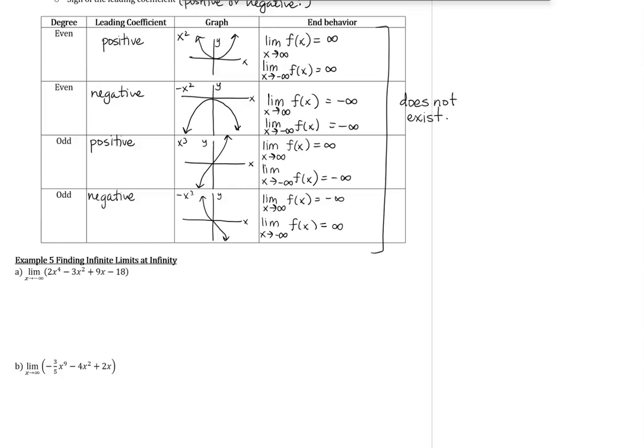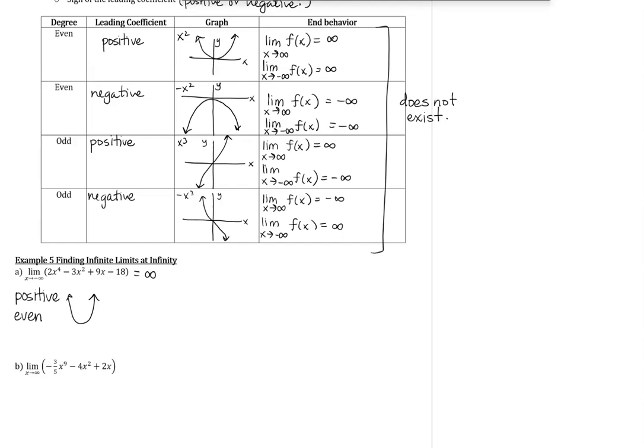In example 5a, we're taking the limit as x approaches negative infinity of a polynomial. We need to identify the leading term of that polynomial. That leading term has a positive coefficient of 2 and its degree is even, because the highest exponent of 4 is even. Positive and even looks like this. Looks just like x squared. What is happening as x goes to negative infinity off to the left? The graph is shooting up to positive infinity.